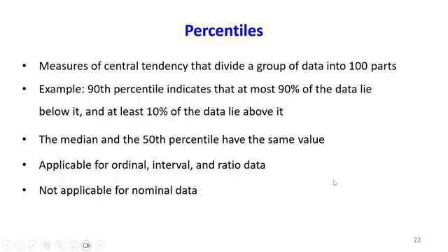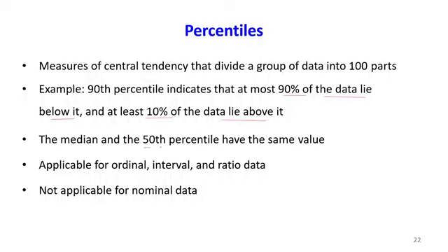So what it does is it divides the entire data into 100 parts, and from those 100 parts, it will see where the particular value lies, at which position, whether it is at the 99th percentile. So 99th percentile means 99% of the values are below that particular value. Only 1% of the values are above that value. For example, the 90th percentile indicates that at most 90% of the data lie below it, and at least 10% of the data lie above it.